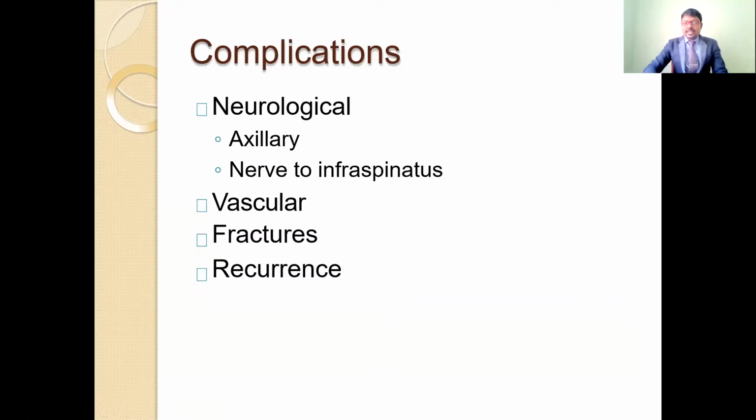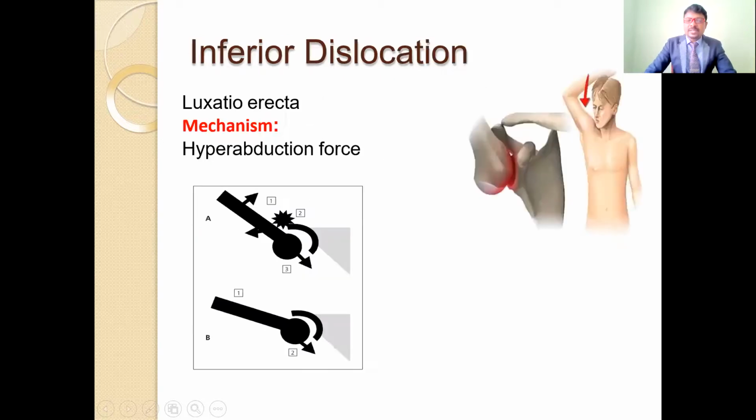So here also, in the case of posterior dislocations, the complications are the same: the axillary nerve is going to be involved, and also the nerve to infraspinatus, which supplies the infraspinatus muscle, may get damaged. Vascular complications and fractures may also occur, and recurrence may also happen in posterior dislocations. So these are the complications of posterior dislocations.